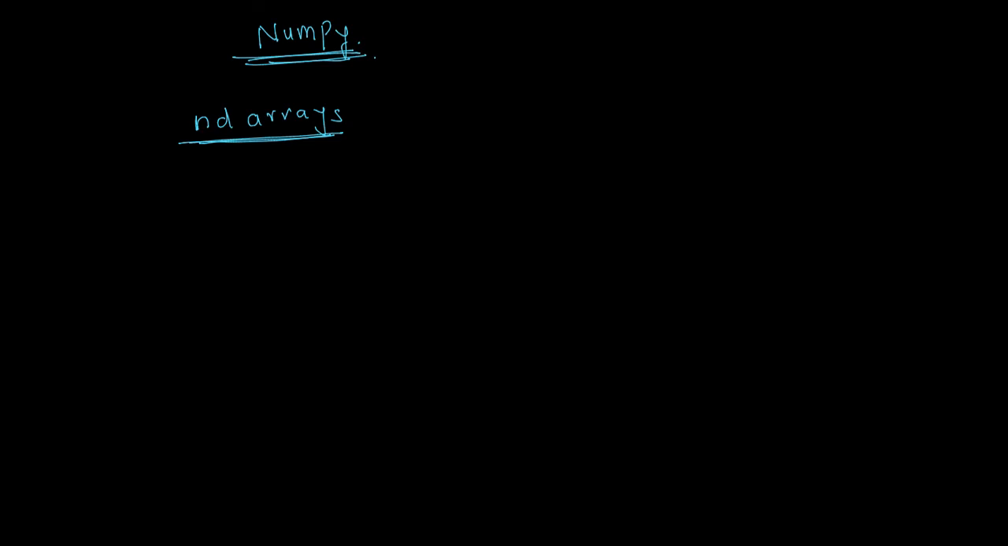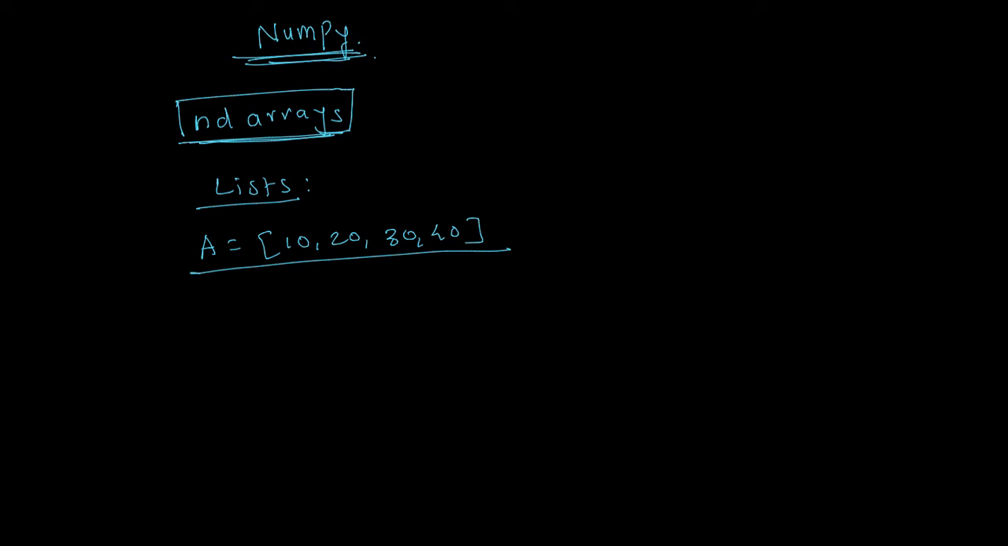One of the very important reasons why we use NumPy, because we already have lists in Python. But let's say we have this list A is equal to 10, 20, 30, 40. Now I can use a NumPy array to store the same data which I can store by using this list. So let's say this B is a NumPy array, which is storing similar data to this list.